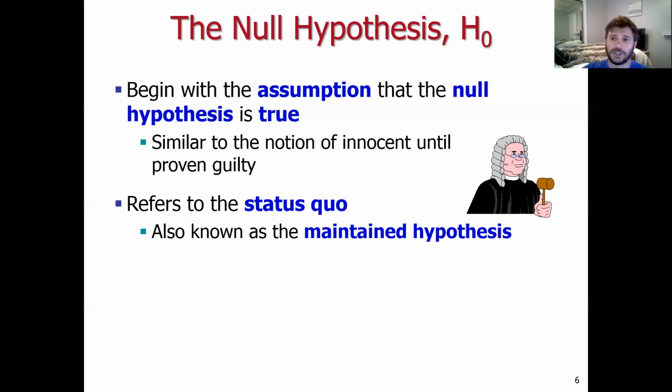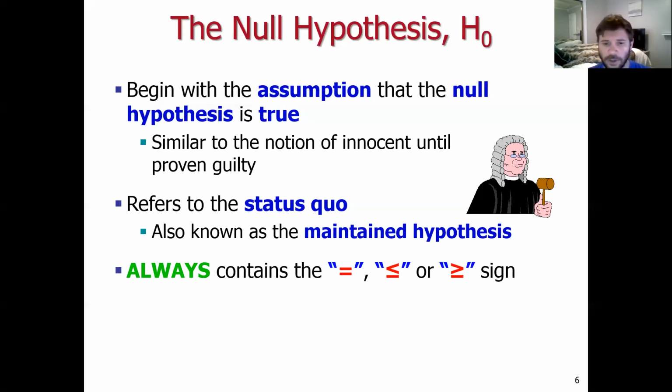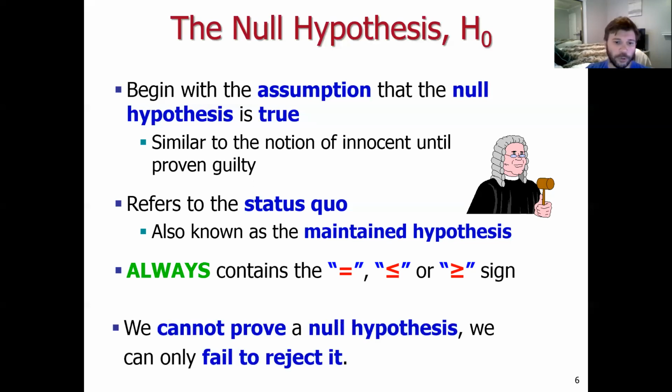One hint that you're dealing with a null hypothesis is that the null hypothesis always contains some form of inequality, either an equal sign, a less than or equal sign, or a greater than or equal sign. And again, just like a true statement, we're not going to be able to really prove a null hypothesis is true. We'll be able to fail to find enough evidence against it, but we're not going to be able to catch every white swan in this analogy, in this framework here.